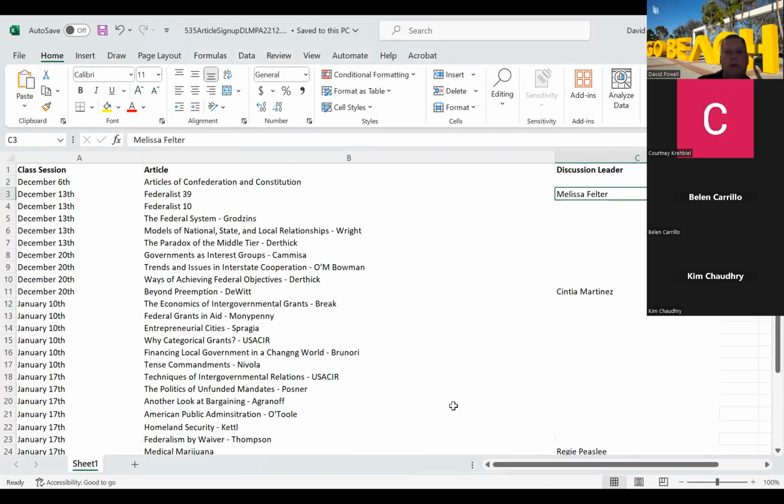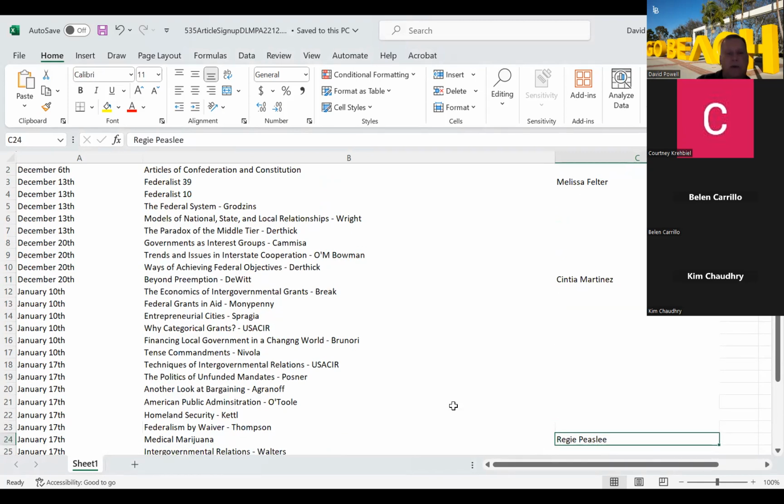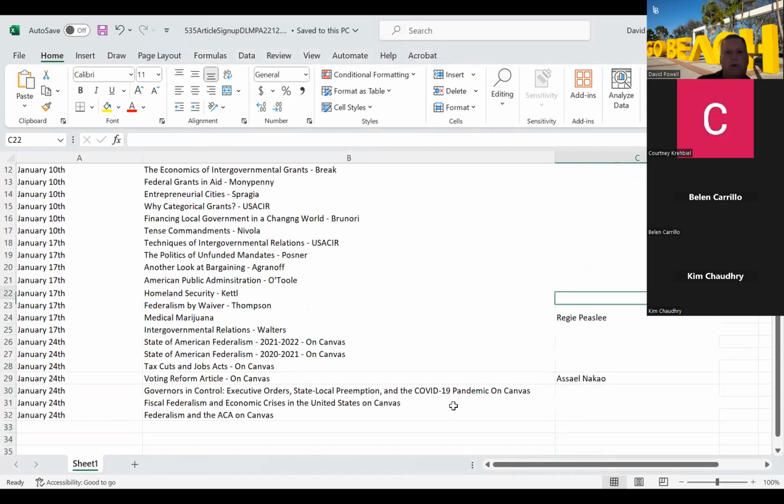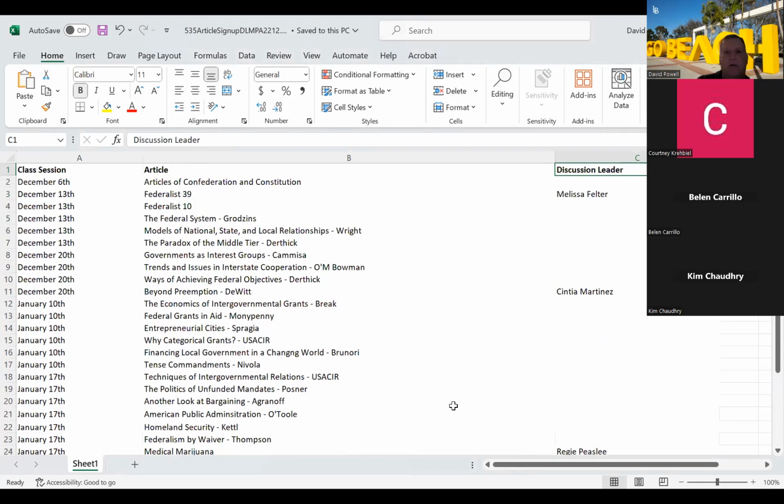So see the ones that are taken so far. Federalist 39, Melissa has that one. Cynthia has the Beyond Preemption DeWitt article. That one's already taken. Another one that's already taken is medical marijuana. That's Reggie's article. And Sale has the voting reform article. So those 4 articles are off the table, but all the other articles are fair game.